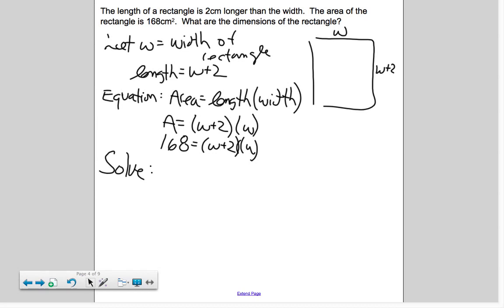So what do we call that? Simplifying? No, it's already simplified in some sense. Solving. We want to expand. Can't you find the square root of 168 and then subtract 2? Well, if I take the square root of 168, then I have the square root of W plus 2 times W, which I have no idea how to solve for.